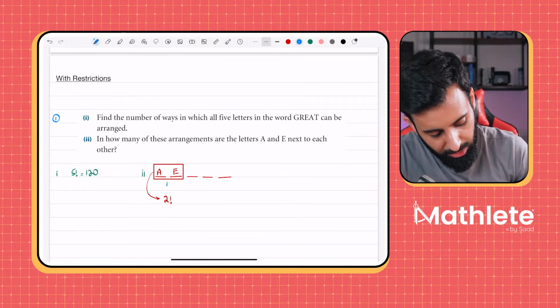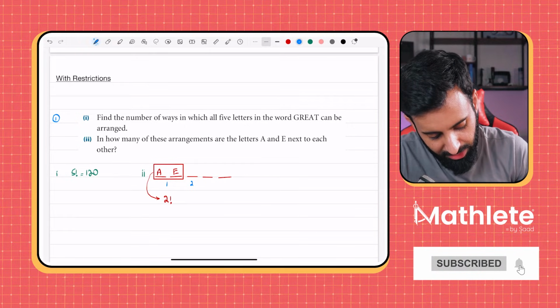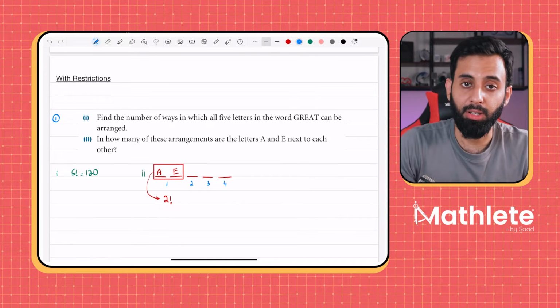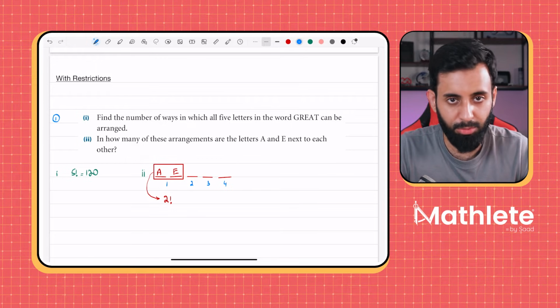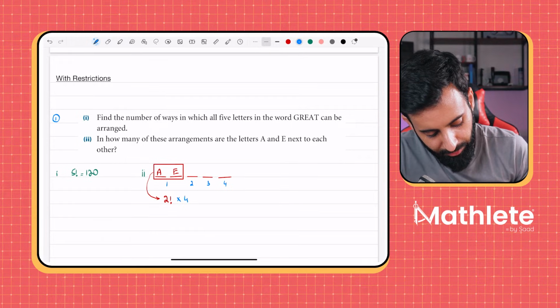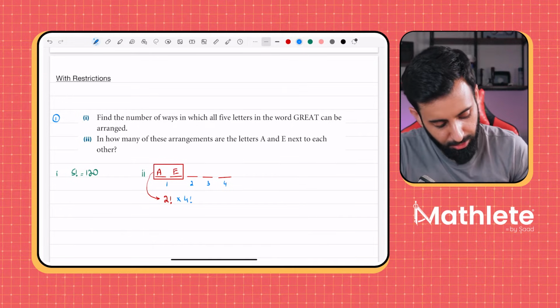So here's 1 unit, which although is made up of 2 units, we don't have to worry about that. Here's the second, here's the third, here's the fourth. So that means we have 4 different units which we have to arrange. And how do you arrange 4 objects in a straight line? You do that by simply doing 4 factorial. So that means you have 2 factorial multiplied by 4 factorial.